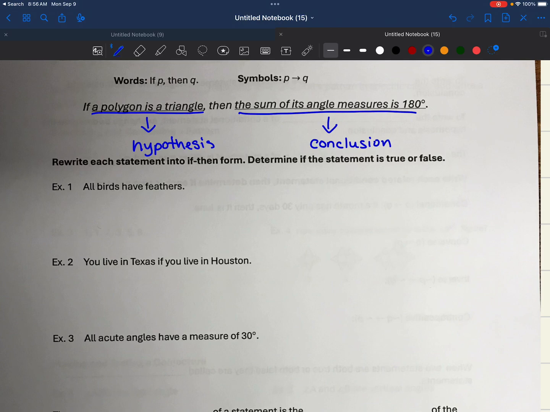All right. On our examples, it says rewrite each statement into an if-then form and determine if the statement is true or false. Okay? So the first example says all birds have feathers. So we're going to write an if-then statement, and then we'll determine if it's true or false. So I'll kind of help you with the first one, then we'll kind of talk through these together. So let's do if an animal is a bird.